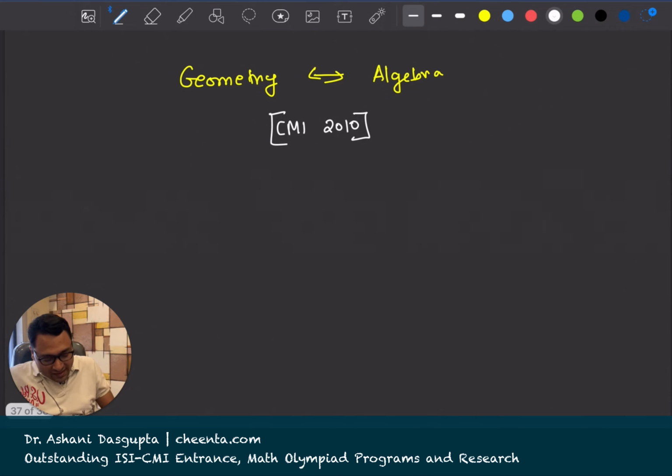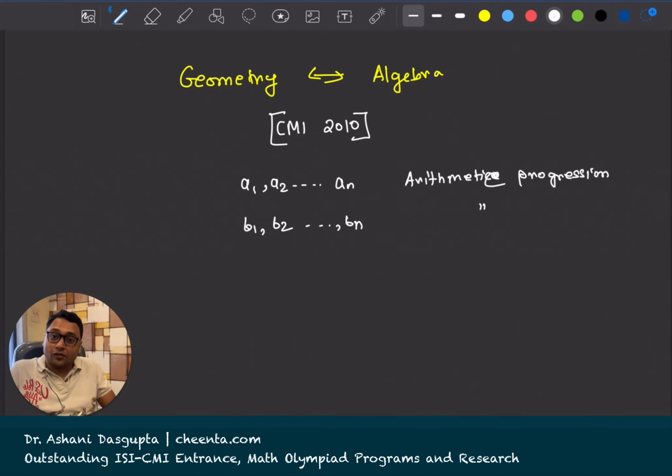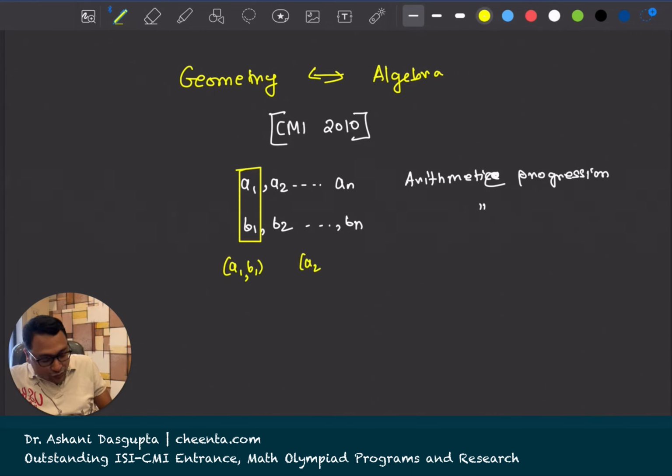Okay. This problem says that we have a sequence A1, A2, up to AN, and another sequence B1, B2, up to Bn, which are both in arithmetic progression. And we want to show that, if you think of A1, B1 as a point, A2, B2 as another point, and so on, these are all collinear, that they lie on the same straight line.